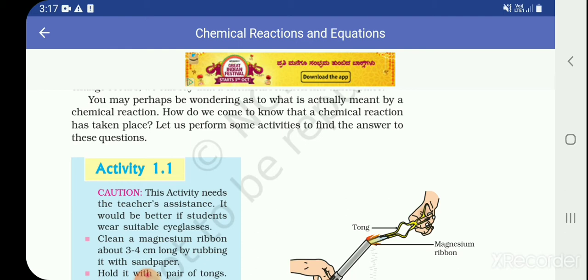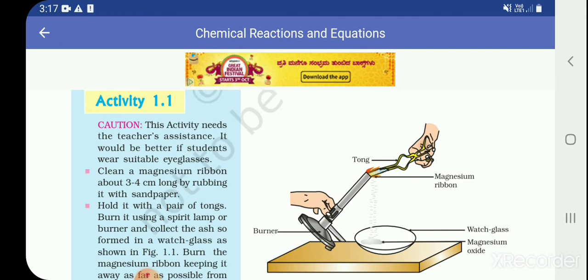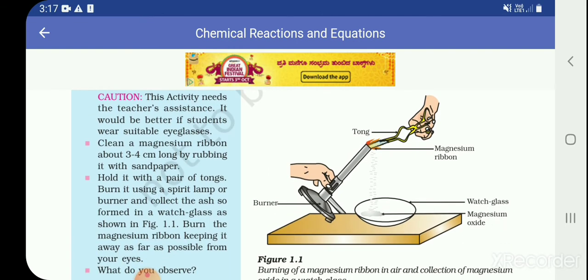So, we will watch how these chemical reactions occur. We watch Activity 1.1. Caution means great care. This activity needs the teacher's assistance. It would be better if students wear suitable eyeglasses.